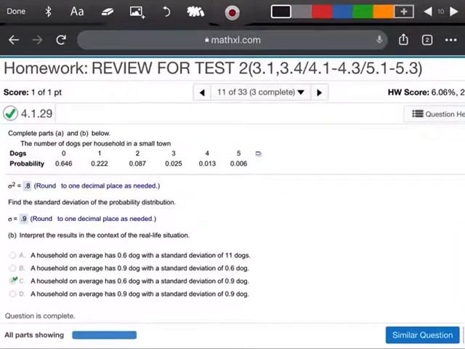Okay, so I actually just uploaded this because I did the problem earlier. So you can see, look, there was my 0.8. Here's my 0.9. And it says, interpret the results in the context of a real life situation. Remember, our mu was 0.6. So it says mu is the average, right? So we have an average of 0.6 with a standard deviation of 11 dogs? No, because my standard deviation was 0.9, so that one's not it.